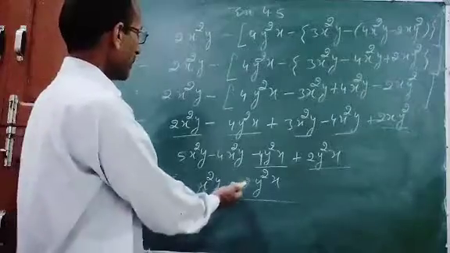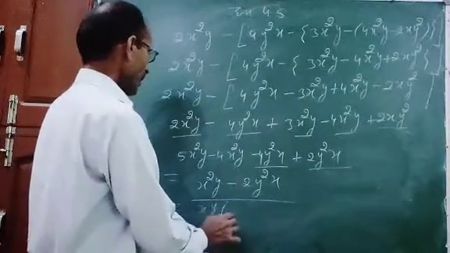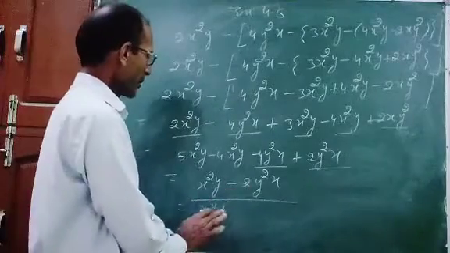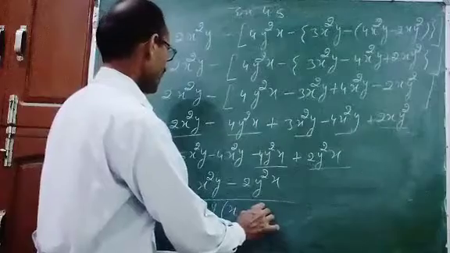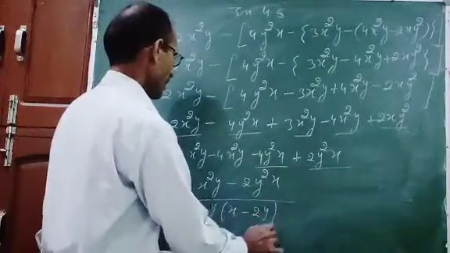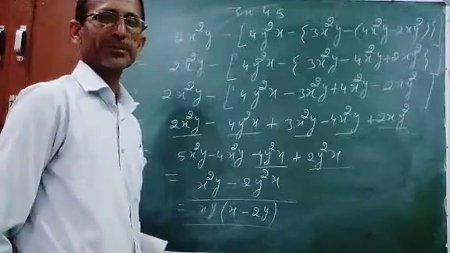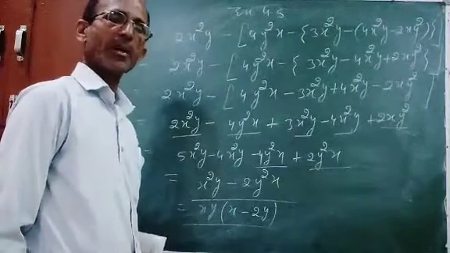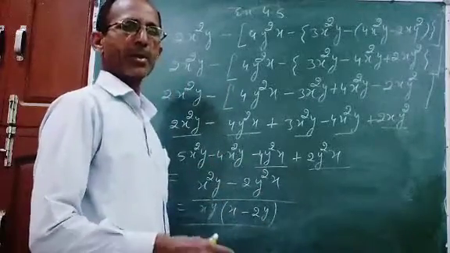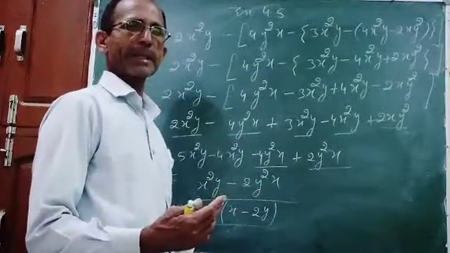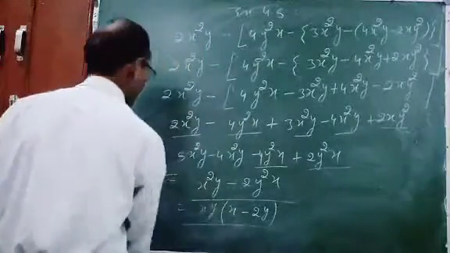Or you can take common also. So what is common? xy is common. Otherwise no need, this is the solution. xy is common: xy times (x minus 2y). You can write this also; otherwise this is the answer. Any doubt and confusion? According to the rule, if you solve it and outside of the bracket there is minus, then when you are solving the brackets, change the sign. Understood? Okay.